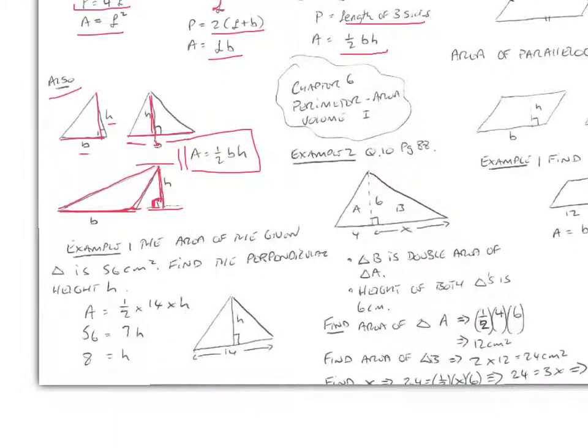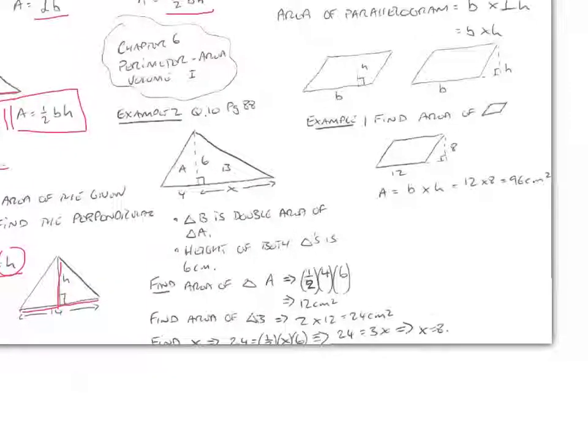So here's an example. The area of the given triangle is 56 centimeters squared. Find the perpendicular height h. We know the base, so we just say area equals a half by the base, which is 14, by h. 56, we're given that, is equal to, 2 goes into that, 7 times 7h. h must be equal to 56 divided by 7, which is 8, because we basically divided both sides by 7. They cancelled, and that gives us h is equal to 8.